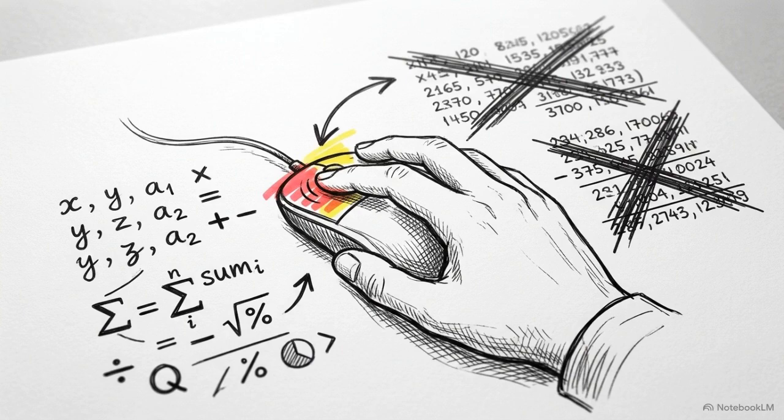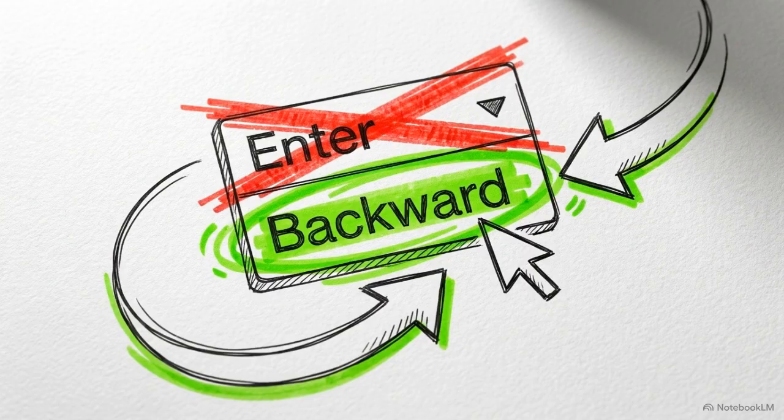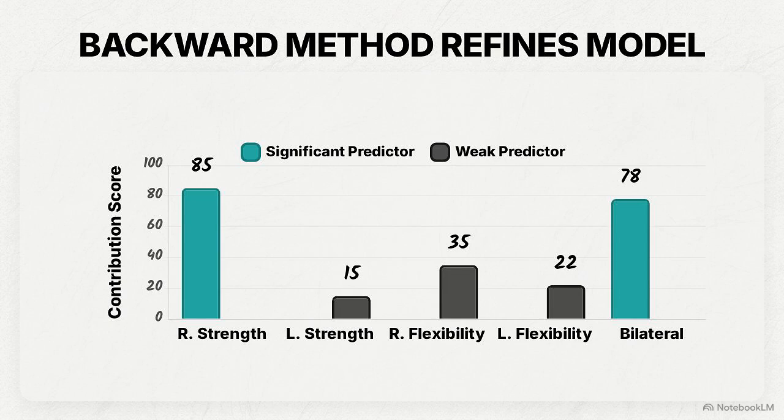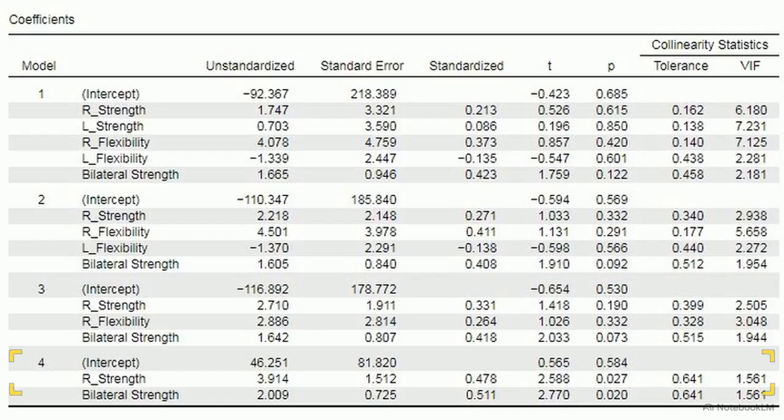We need a smarter method to filter these variables. Return to the main settings pane to change our entry method and fix the collinearity issue. Change the method from Enter to Backward. This commands JASP to calculate multiple models, systematically stripping out the weakest predictors step by step. Scroll to the newly generated data and look straight at Model 4 to see the final result.